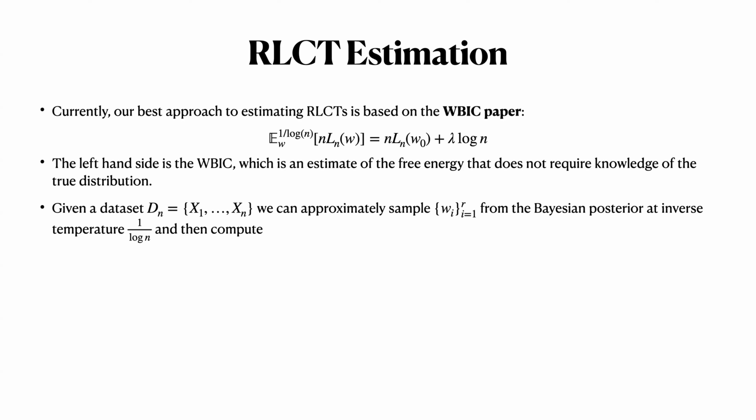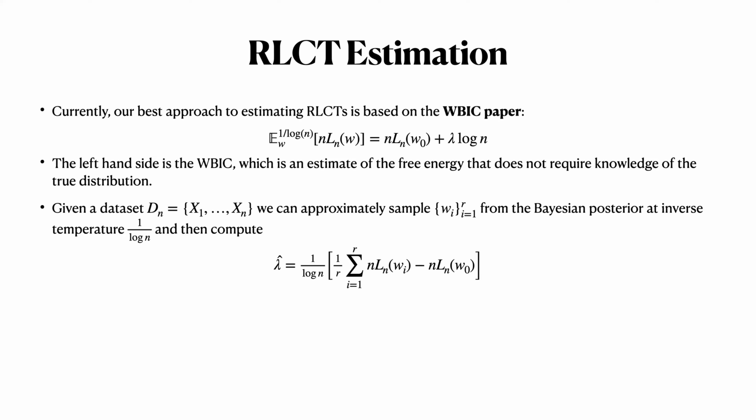But dealing with the left-hand side first, we can take a data set and then approximately sample from the Bayesian posterior by a variety of methods, and then just rearrange that formula to get an estimated lambda hat. Right? So this is the EW of nLnW.